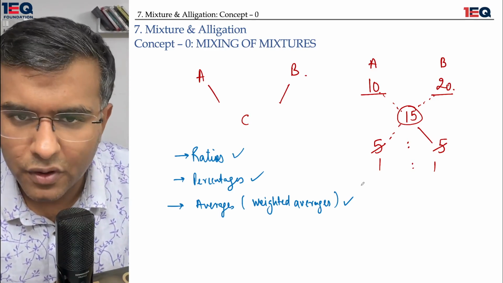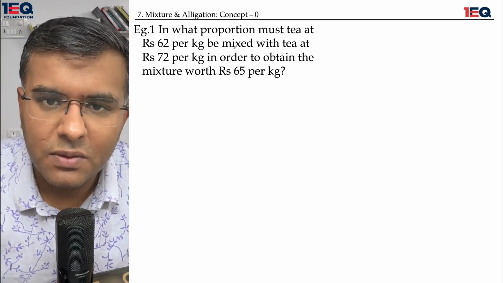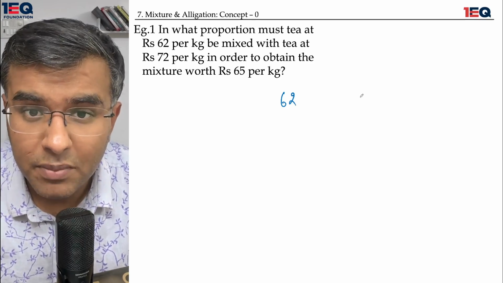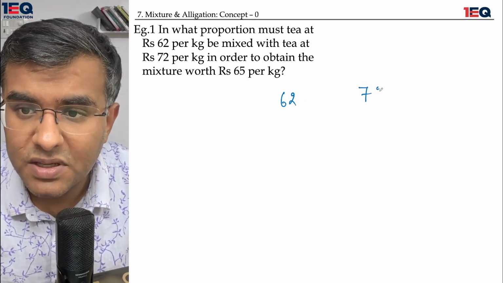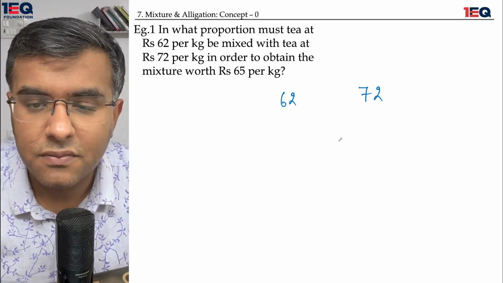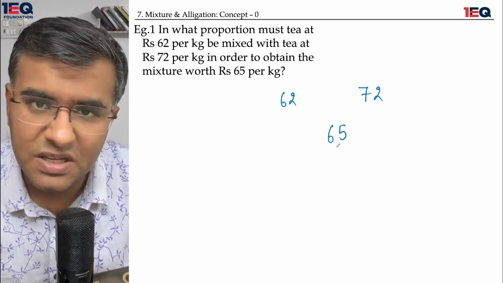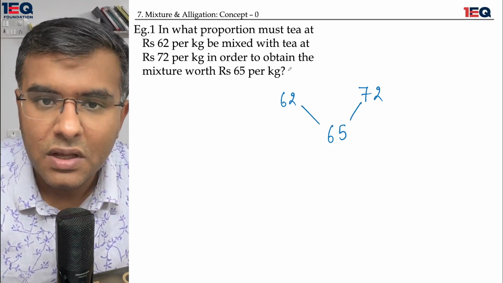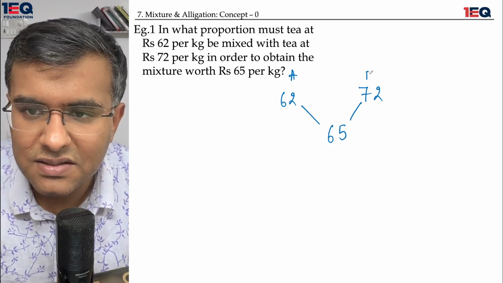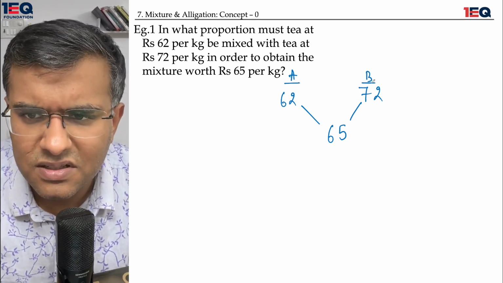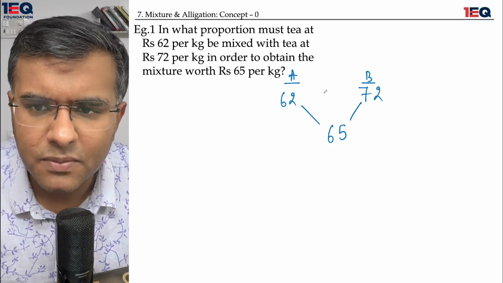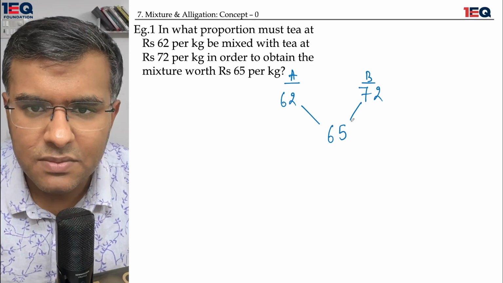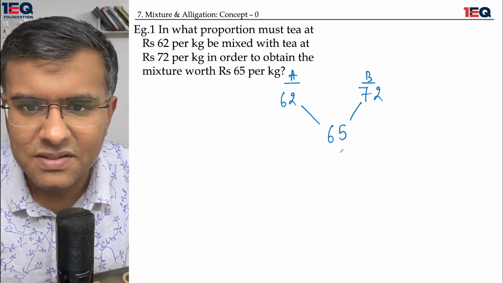Moving on to the first question: in what proportion must tea at 62 rupees per kg be mixed with tea at 72 rupees per kg in order to obtain the mixture worth 65 rupees per kg? This is the same allegation concept which I tried to explain over there. This is the first quantity, this is the second quantity. Their prices have been written as 62 and 72, and the central quantity, which is the final mixture's worth, is 65 rupees.